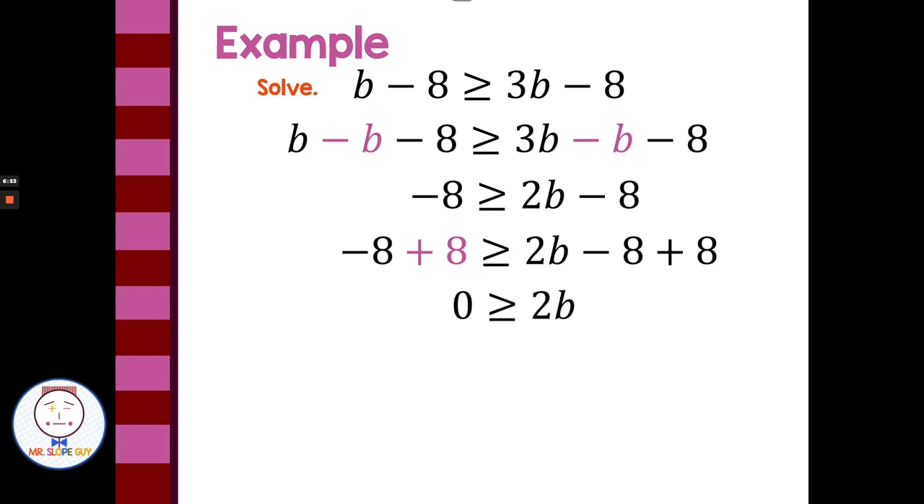0 is greater than or equal to 2b. Divide both sides by 2. And I get 0 is greater than or equal to b. Dividing both sides by a positive 2, I do not have to worry about flipping the sign. Then I could graph that with a solid point because it's including an equal sign. Remember, equal, greater than or equal to, less than or equal to would be a solid point on the number line.